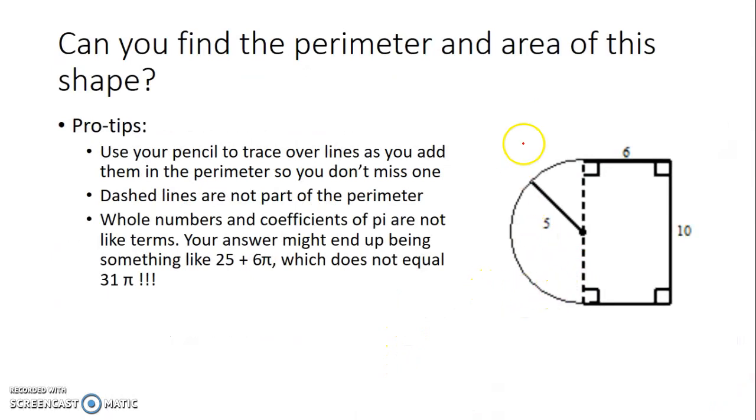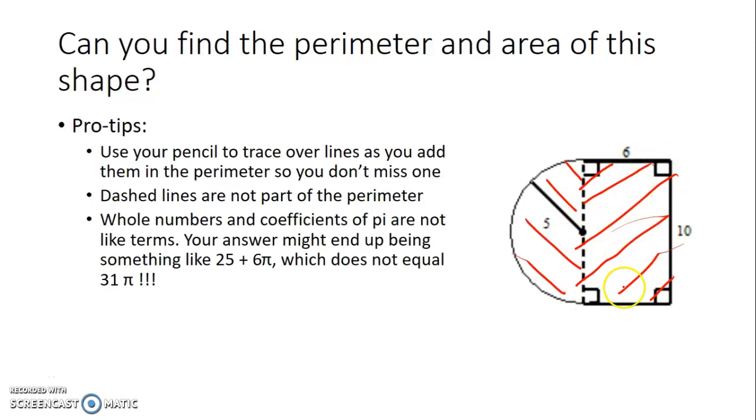Here's a more complex shape. Can you find the perimeter and area of this shape? Let's think about the area. If we are finding the area of this shape, we know that it's equal to the area of this shape plus the area of this shape. Can we find those? This is just a rectangle.